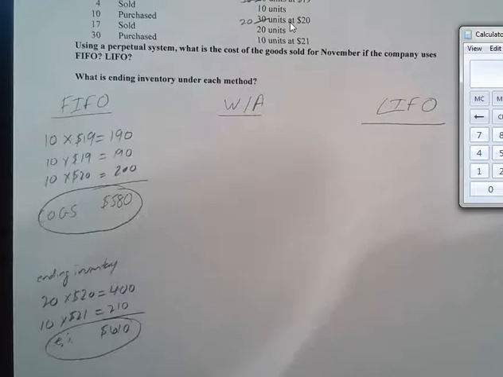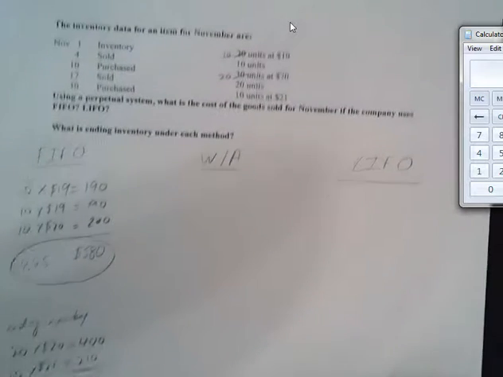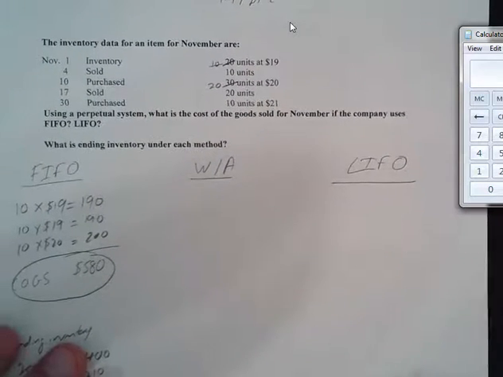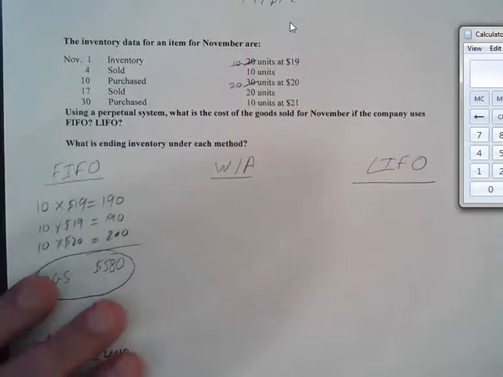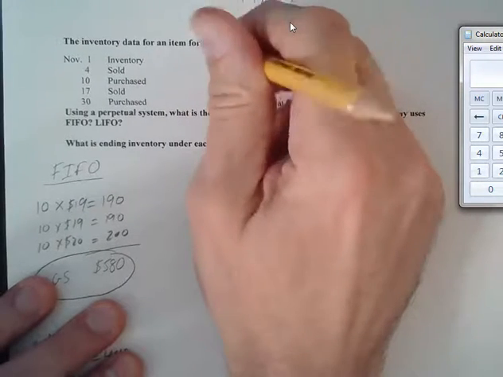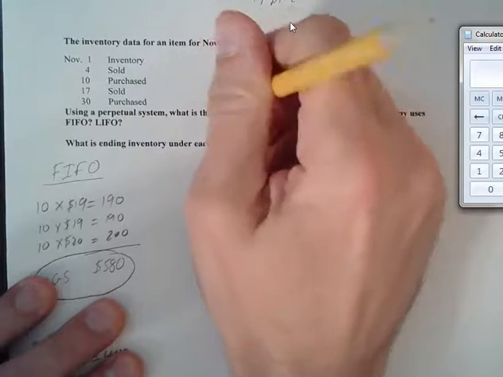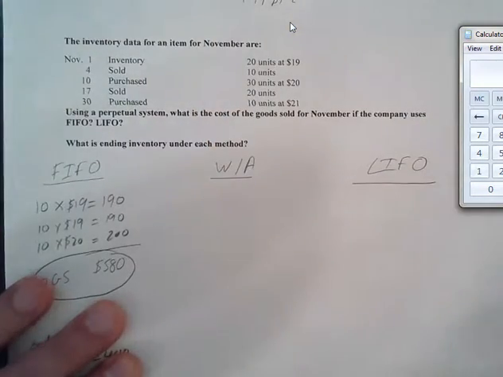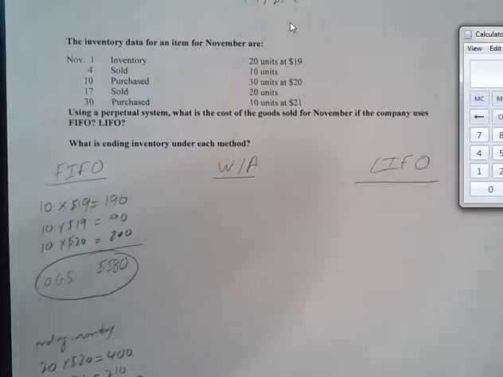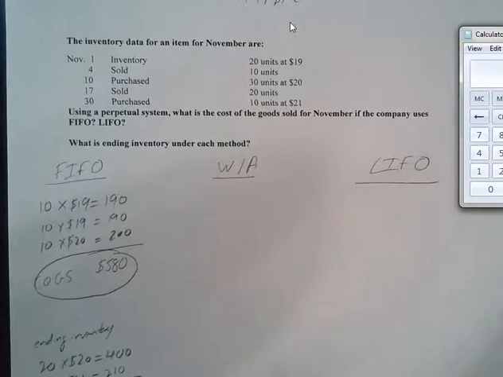ending inventory. Okay? Now, let me see if I can get this paper straight. I have to reach a really long way to do all this. I'm going to erase this because I used all that stuff for FIFO. Now we're going to move over here to LIFO, which is what they asked us for in the question.